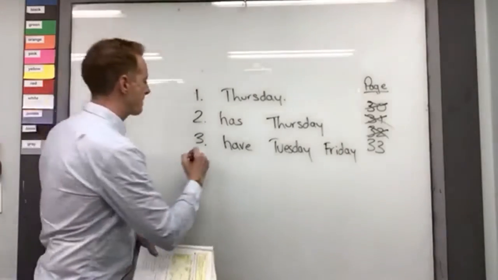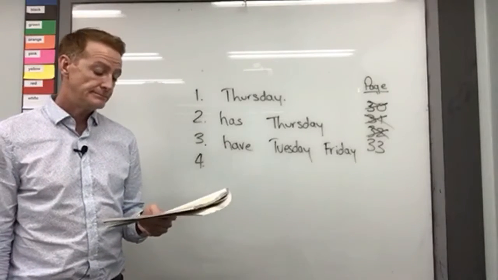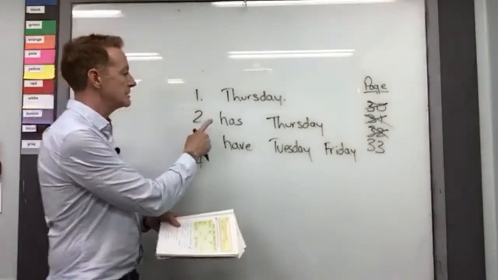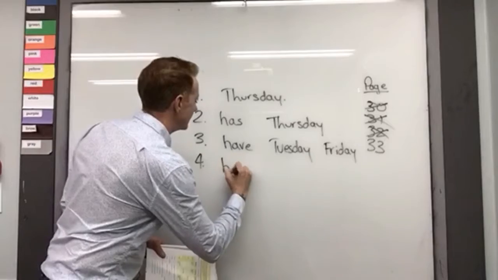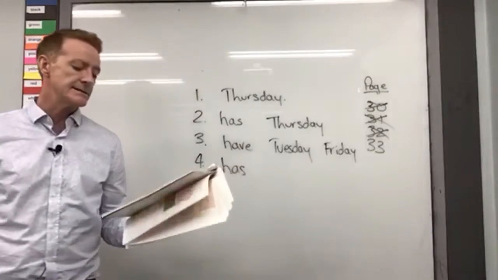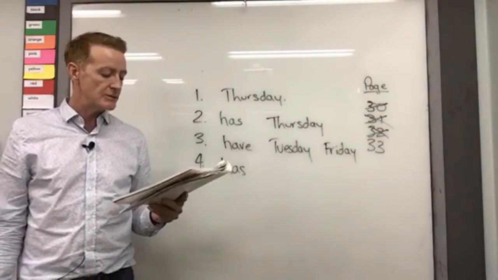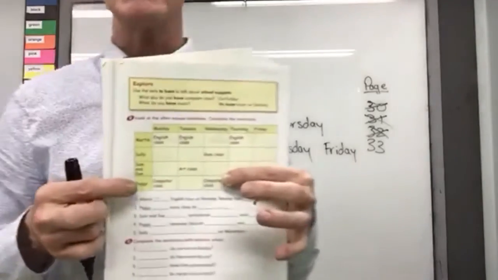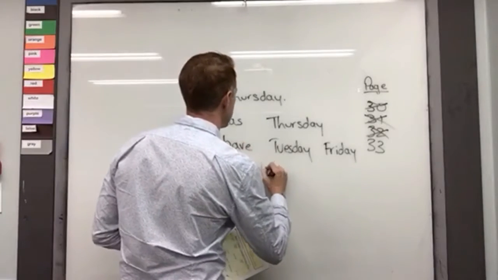All right, number 4. Peggy again. Now one person, back to one person, like number 2 and number 1. Peggy has computer class. So when does Peggy have computer class? Have a look. What day? Wednesday. Peggy has computer class on Wednesday.